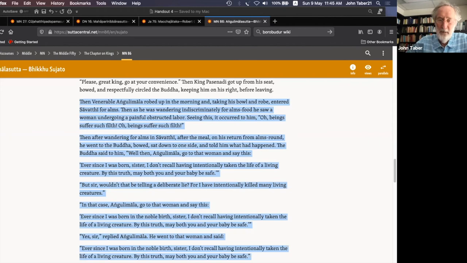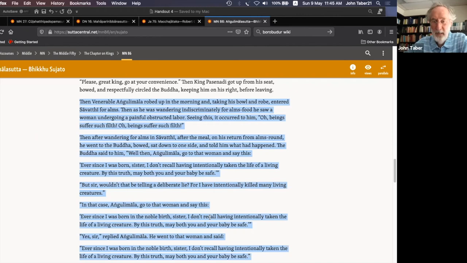I don't know if that's really the right translation, but I think we'd have to look at the Pali to see if we could come up with a nicer word. But anyway, this is Bhikkhu Sujato, a modern translation. That's the choice he makes. And then, after wandering, he goes back and tells the Buddha about this.